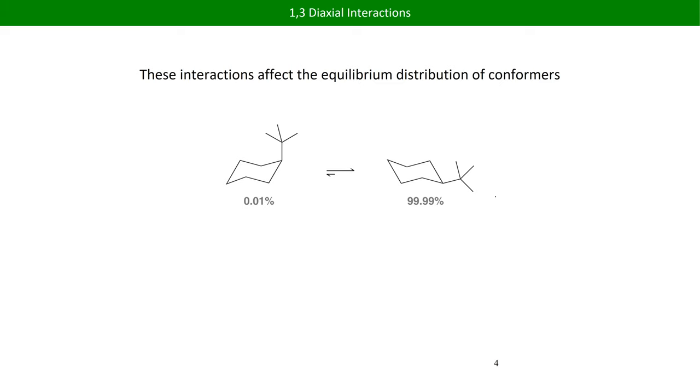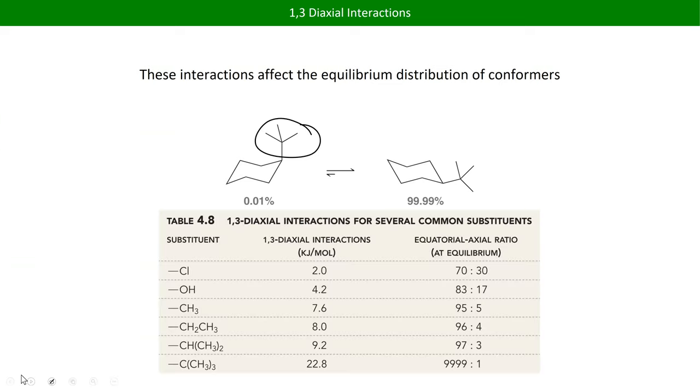For one, as we might expect, the bigger the group that's attached, the bigger those interactions are going to be. Remember, those interactions are unfavorable. So the bigger the group, the more you're going to favor putting that big substituent into the equatorial position. Makes sense, right? It's the same idea we've been talking about for a while, we're just putting it into cyclohexane instead of just Newman projections. Based on what the substituent is, we can have a table of what the interactions look like, and what this does to the equilibrium constant or ratio.